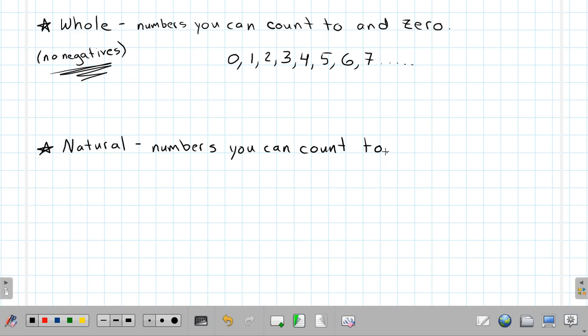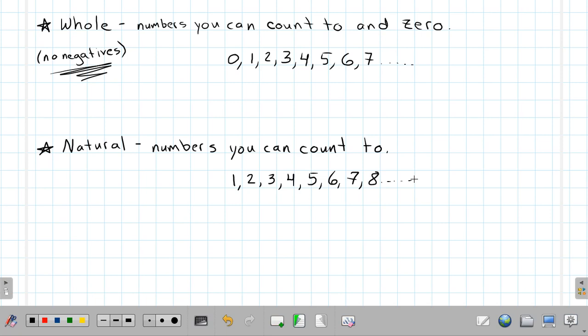And that's it, okay? So the only difference between whole numbers and natural numbers is the natural numbers do not have zeros. So you actually start at 1, 2, 3, 4, 5, 6, 7, 8, and so on, okay? So natural numbers are just numbers you can count to.